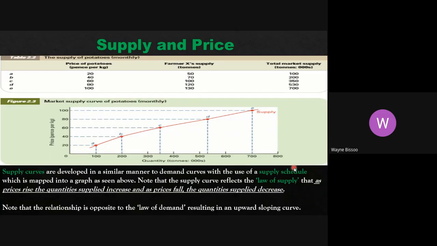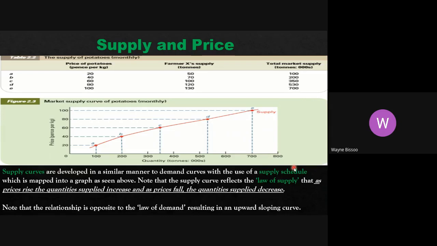So if we continue here, you'll see supply curves develop in a similar way to demand curves. As we move along the supply curve, prices are going to rise when quantity supplied increases, and when prices fall, quantity supplied falls. So the relationship is opposite to the downward sloping demand curve. This is an upward sloping supply curve.